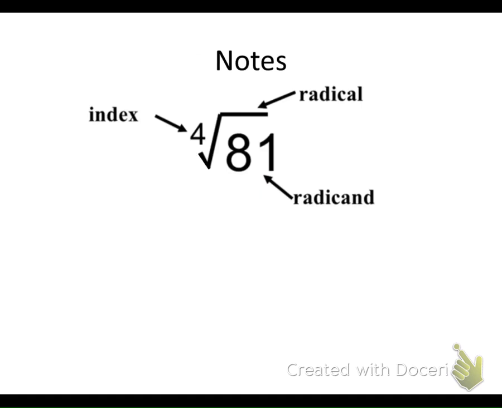So some notes or some vocab before we get started. We need to know that radicand means the number under the radical. The radical is the actual symbol. Now some people will kind of refer to this whole thing as a radical, but for the most part when you hear people say radical, they mean the actual symbol there. And then the index is that number right there.